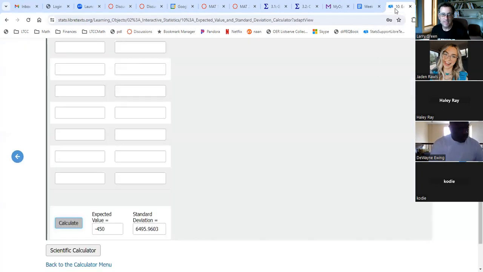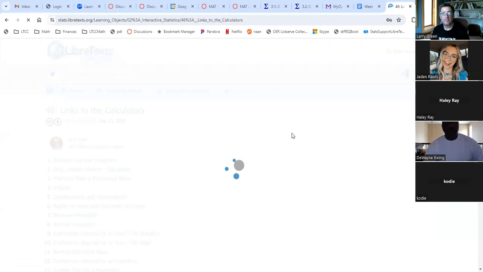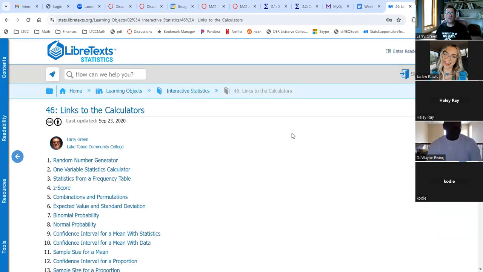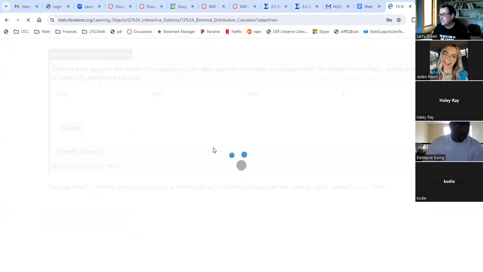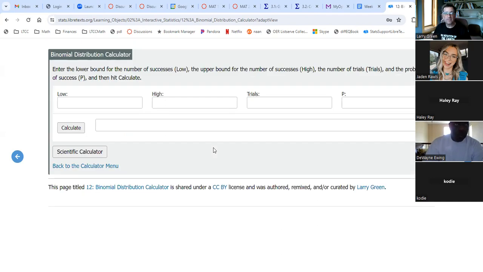So I'm going to go back to the calculator menu. And which calculator do you think we need to use here? Should be easy if you paid attention. Yeah, number 7, binomial probability, because this is a binomial probability question. And what it says, enter the lower bound for the number of successes, the upper bound for the number of successes, the number of trials, and the probability of success. Then hit calculate.